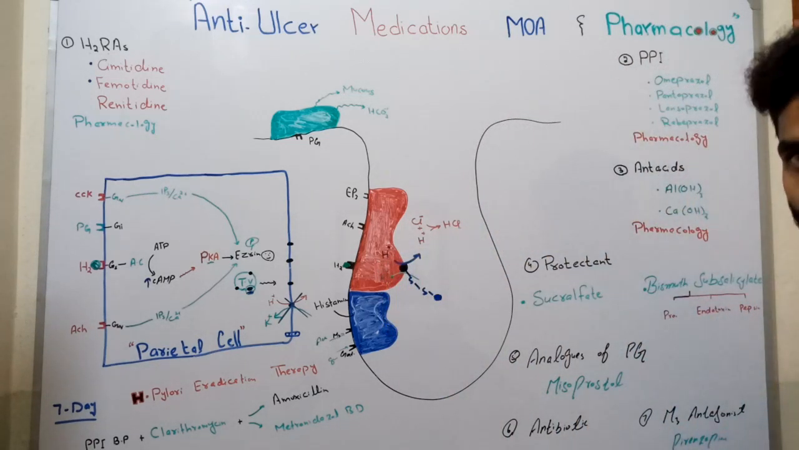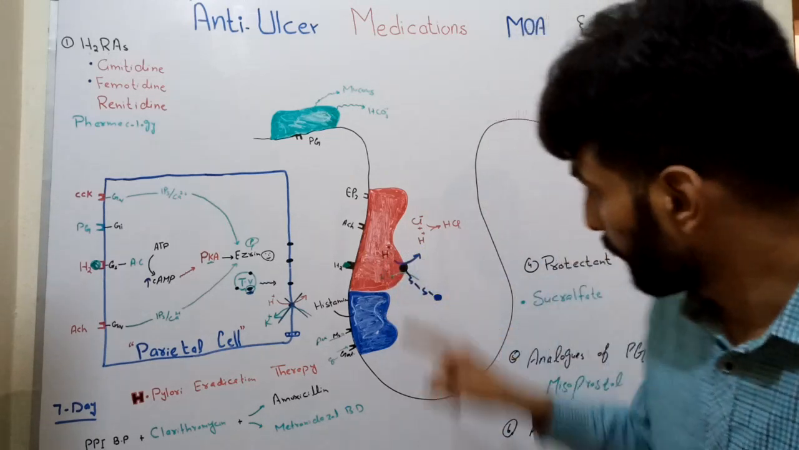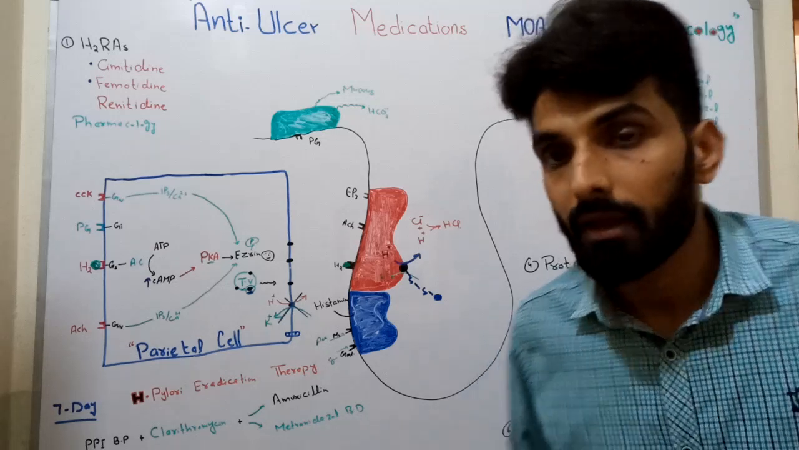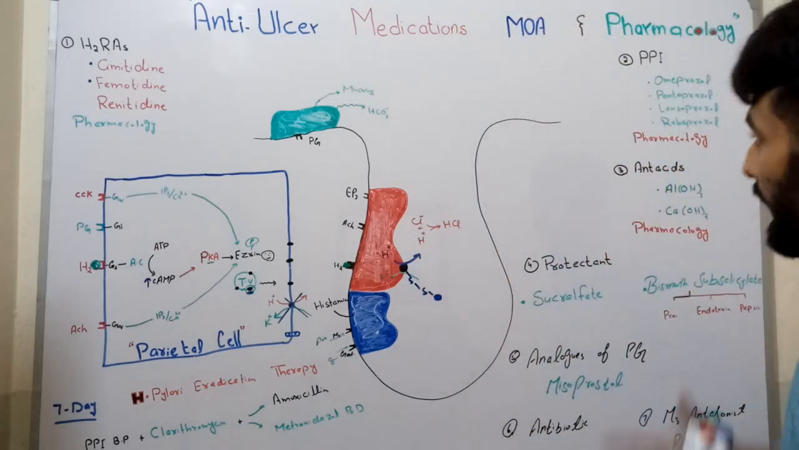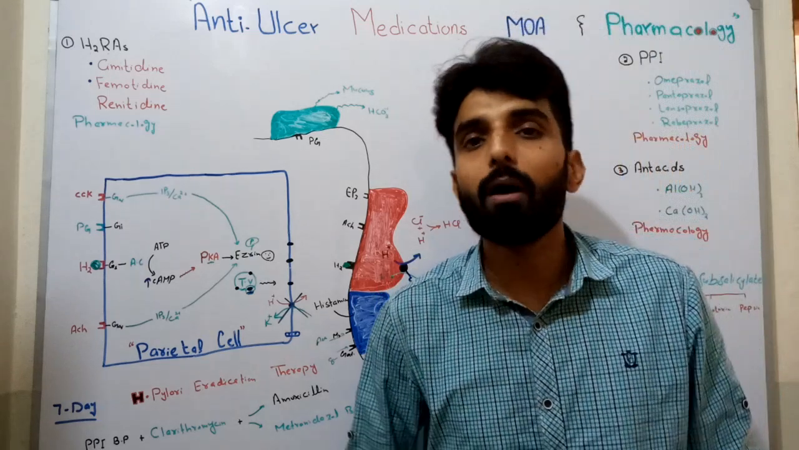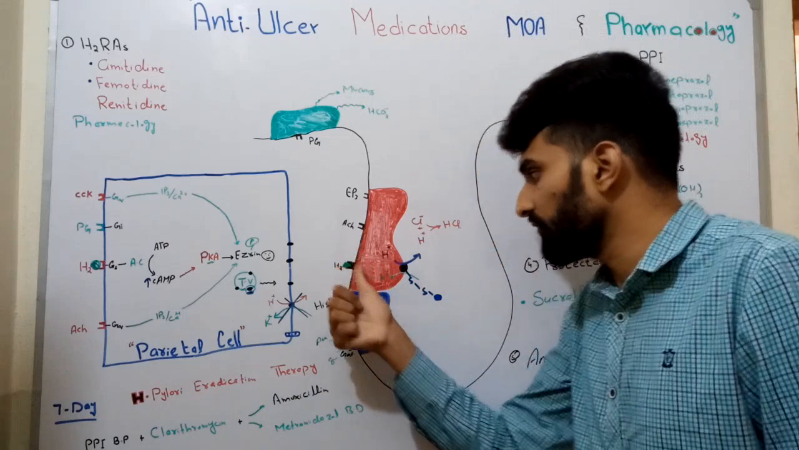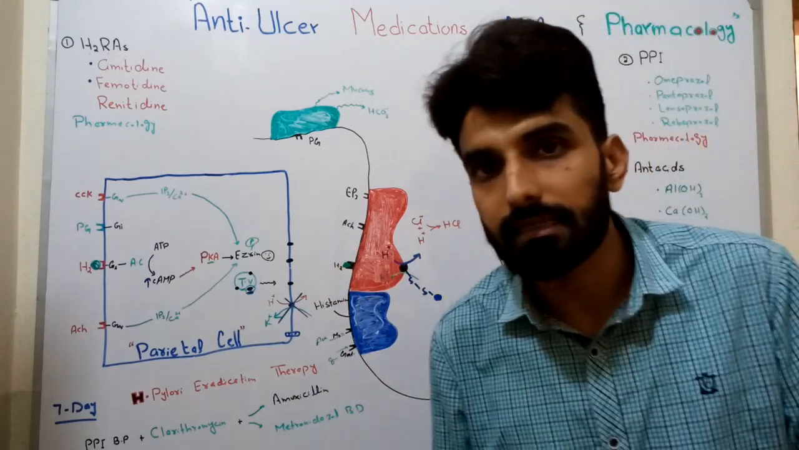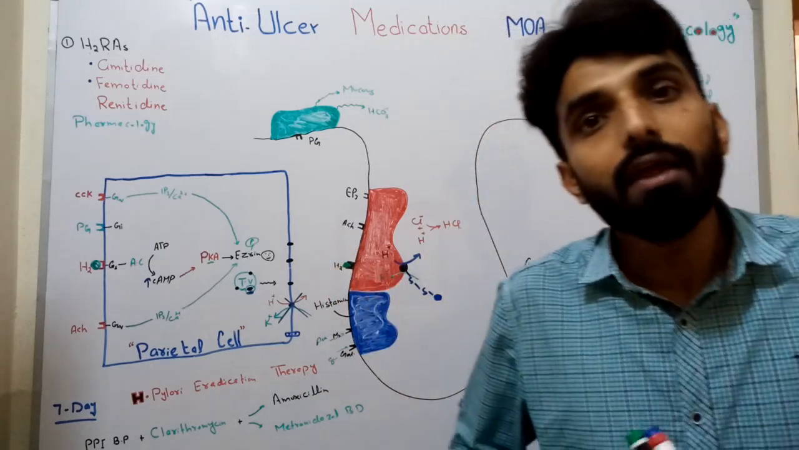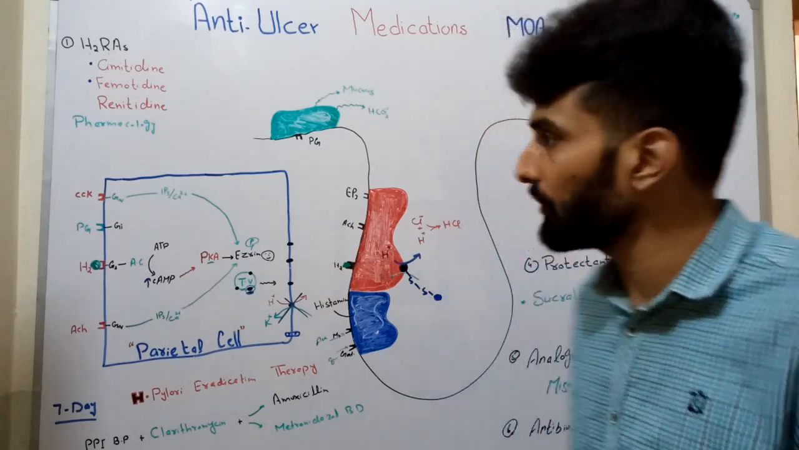with the proton pump. It means these drugs will attach to the proton pump, the potassium hydrogen ATPase pump, with the help of a disulfide bond. And when these drugs attach to the proton pump, the pump will not be able to perform its function properly, and the secretion of hydrogen ions, or we can say the secretion of acid, will reduce. So in this way, proton pump inhibitors also reduce the acid secretion.